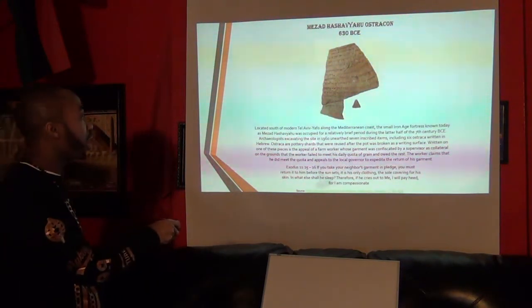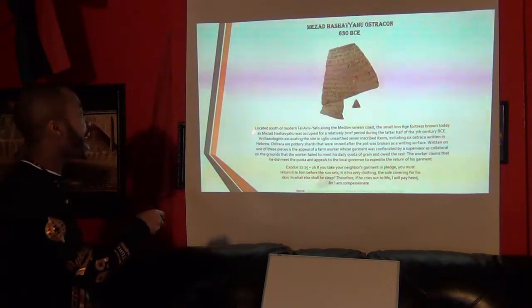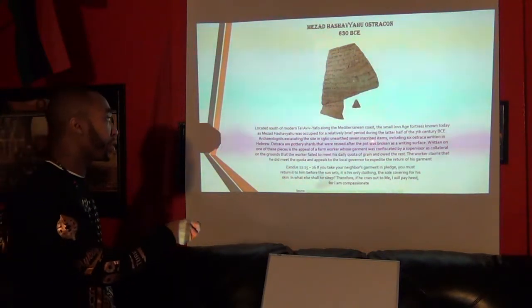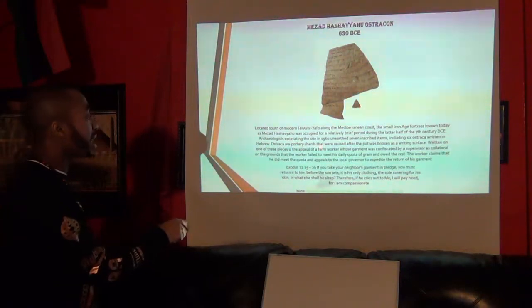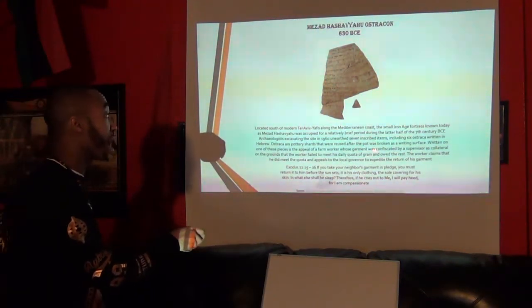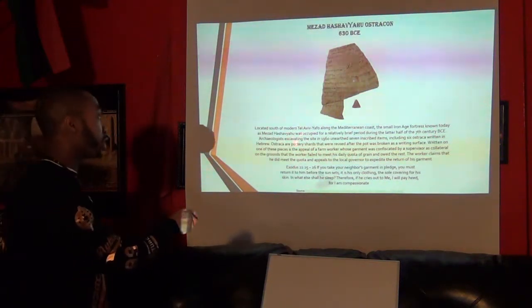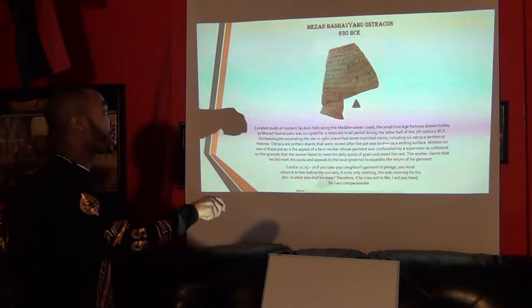Located south of modern Tel Aviv-Yafo, along the Mediterranean coast, a small Iron Age fortress known today as Mesad Hashavyahu was occupied for a relatively brief period during the latter half of the 7th century BCE. Archaeologists excavating the site in 1960 unearthed 7 inscribed items, including 6 ostraka written in Hebrew. Ostraka are pottery shards that were reused after the pot was broken as a writing surface.